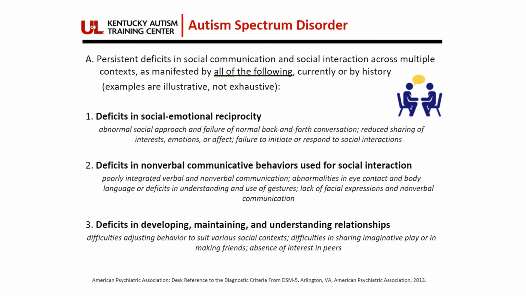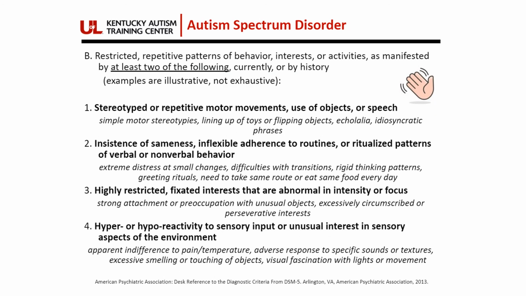The next components that we look for are restrictive, repetitive patterns of behaviors, interests, or activities. And you have to show it with at least 2 of the following items. So number 1, stereotyped or repetitive motor movements, use of objects or speech. So this is things like hand flapping, lining up your toys. I play with Hot Wheels, but the only thing that I do with them is I line them up primarily. Repeating specific parts of someone else's speech. So it could be repeating a cartoon that you hear over and over.